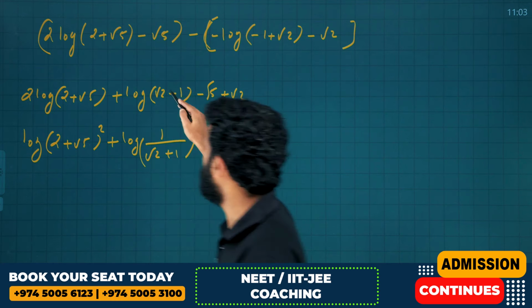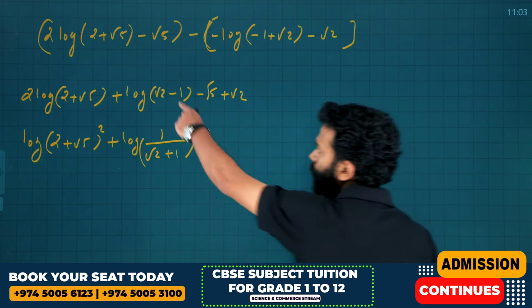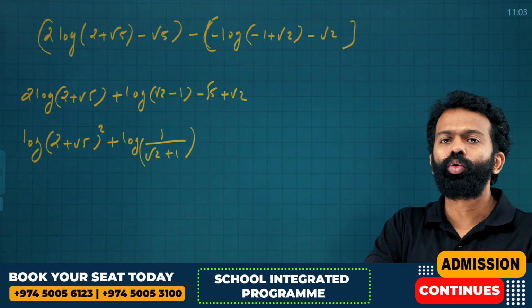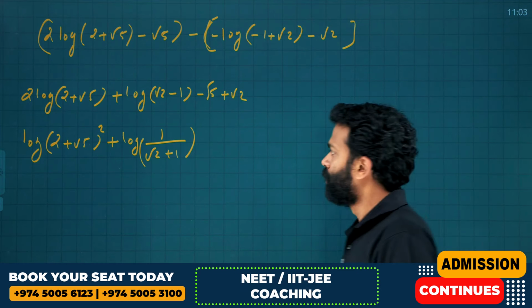That is, if you multiply here and here with the corresponding conjugate, it will be like root 2 minus 1 into root 2 plus 1 divided by root 2 plus 1. And what is root 2 minus 1 into root 2 plus 1? 1, right? Therefore, we can write like this.